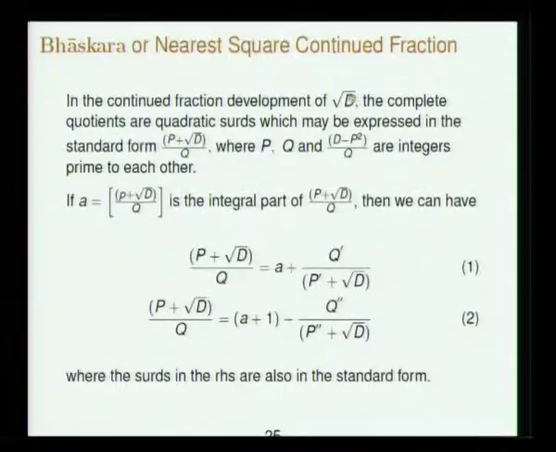So if you write root d as a Bhaskara continued fraction, the complete quotients will come out to be quadratic surds like this. Now see, with a particular property that p and q and (d minus p squared) by q are integers which are prime to each other, that is called the standard form of the surd. So at any step, how do the Bhaskara process and the simple continued fraction process differ? To show that, you take this quadratic surd, where a is the integral part of (p plus root d) by q, and you write it as a plus 1 over whatever remains, written in the quadratic surd form, that is how it will look.